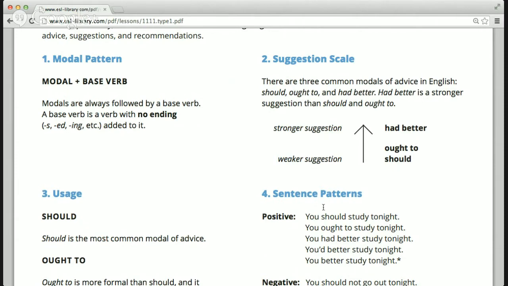Very good. All right, so let's practice this pronunciation. It's had better. Try that. Had better. There you go. Good. So that's a short E sound there. Our weaker suggestions are should and ought to. When you are saying that something is a little bit more than a suggestion, or someone really has to do this, that, or the other, then we would say had better.